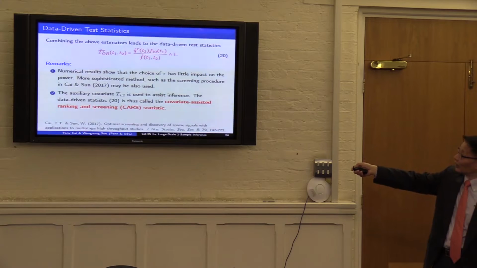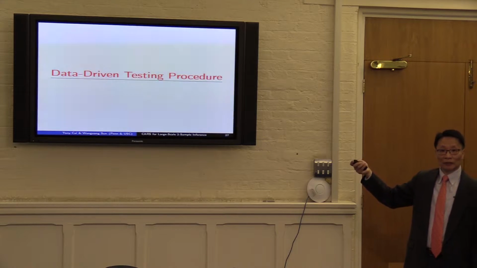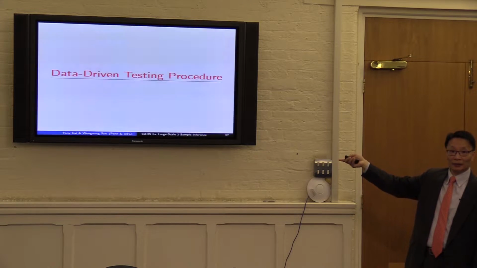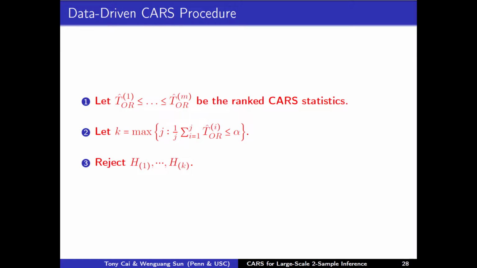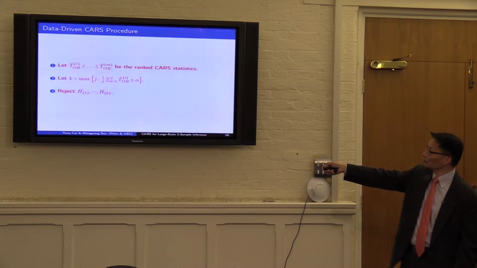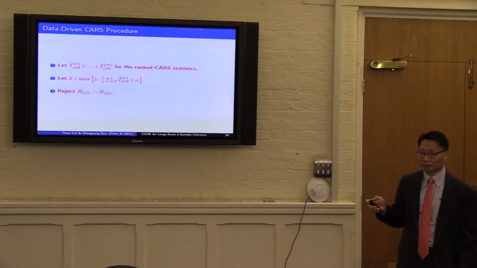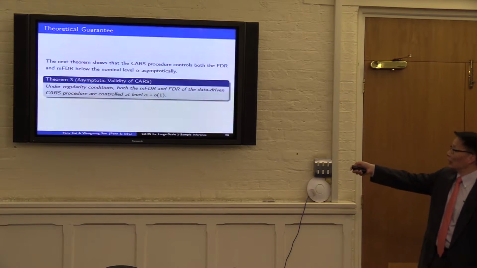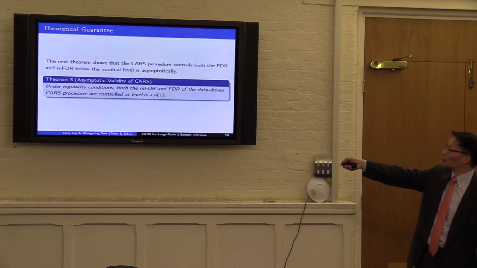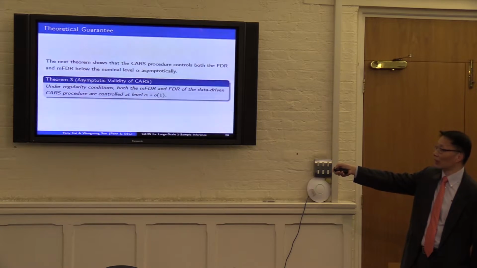And here, I only told you the construction of test statistics. We still haven't talked about the multiple testing procedure yet. It turns out once you have the test statistics, you can do exactly the same thing as before. So you order them from smallest to largest. You take the moving average. The last time the moving average is below alpha, you stop. And then you reject everything before it. And under mild conditions, it can be shown that asymptotically, both the marginal FDR and the original version of FDR of this data-driven CAS procedure are controlled.